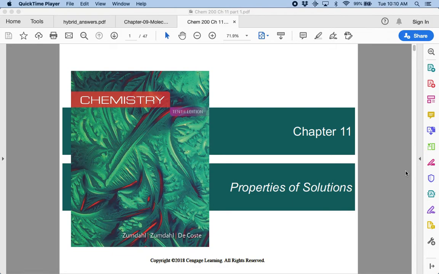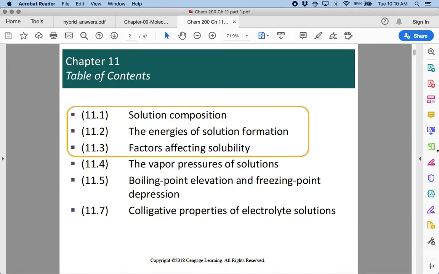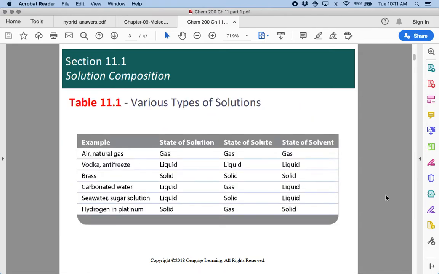Properties of solutions. So in this first video, we'll be doing approximately the first 3 sections of this chapter, where we'll talk about concepts of solution composition, some thermochemistry stuff, including some enthalpies and energies of solution formation, and factors that affect solubility.